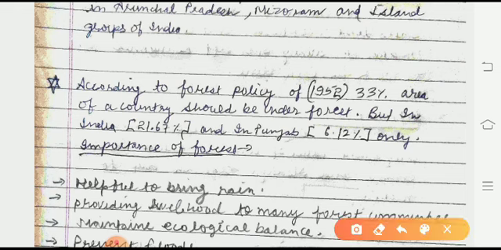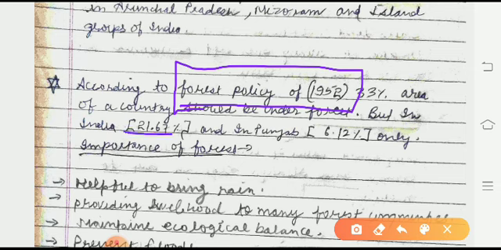Now, forest policy. According to the forest policy which was introduced in 1952, the area under forest of any country will be at least 33% of the total area of a country. But in India, this is just 21%, and in Punjab, 6.2% only.